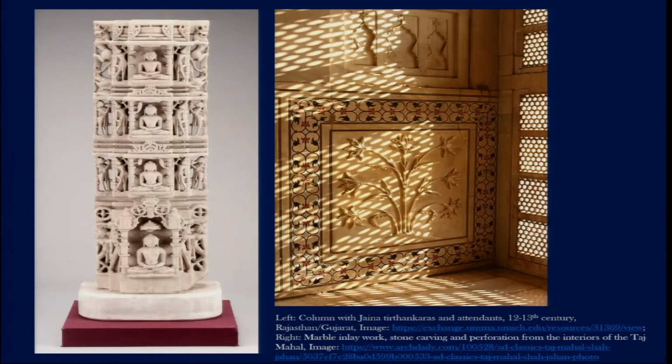Then I also wanted to do this comparison. So, let us look into this image that we have on the left side of the screen. It's a fragment of a column, and it was perhaps found from either Rajasthan or Gujarat, and it was made sometime between the 12th and 13th century. It's a column that shows the Jaina Tirthankaras, and here we have 4 registers, and within these registers in the central panel we have the seated Jaina Tirthankaras.